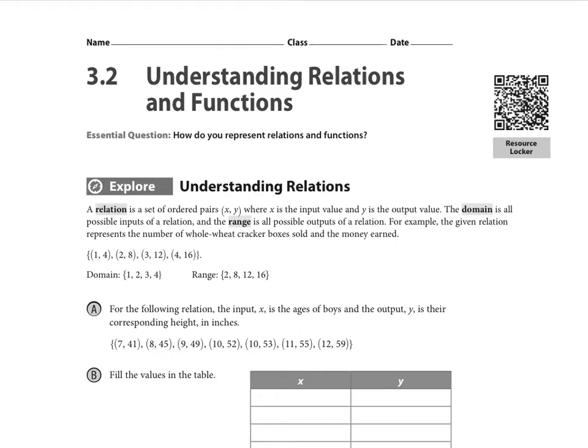3.2 Understanding Relations and Functions. So as we go through this, first of all, a relation is just, as it states here, a set of ordered pairs, x and y.